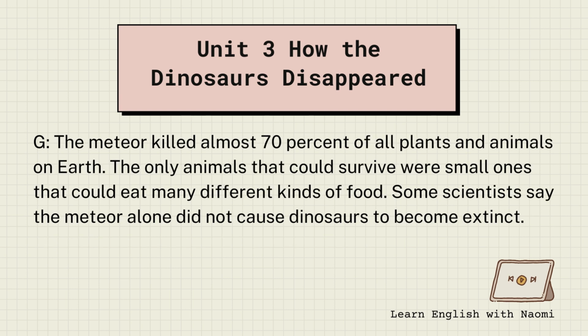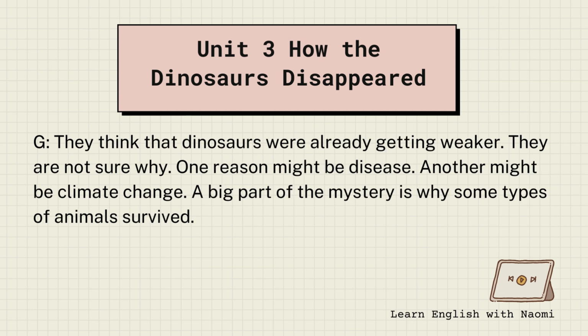The meteor killed about 70% of all plants and animals on Earth. The only animals that could survive were small ones that could eat many different kinds of food. Some scientists say the meteor alone did not cause dinosaurs to become extinct. They think that dinosaurs were already getting weaker.